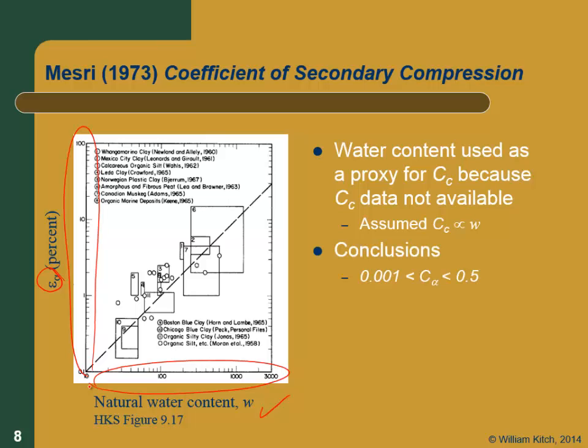Okay, and his conclusions are that C sub alpha varies between 0.001 and 0.5, and that epsilon of alpha varies between 0.1 and 10%, except for some really highly compressible peats, which obviously have a very different structure. Peats are really organic soils. It's not minerals that are in there. It's something else.